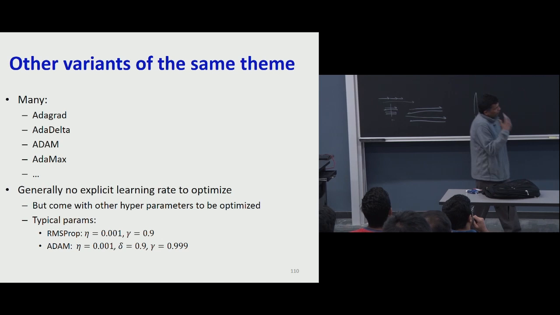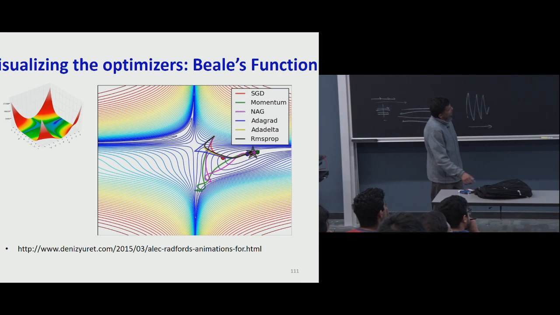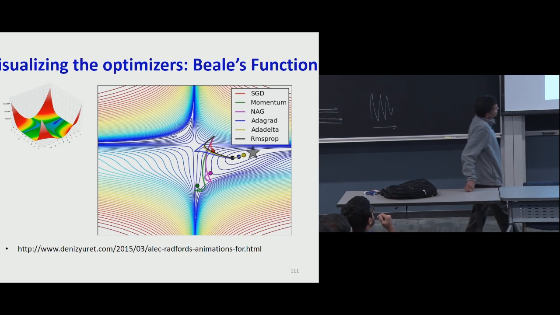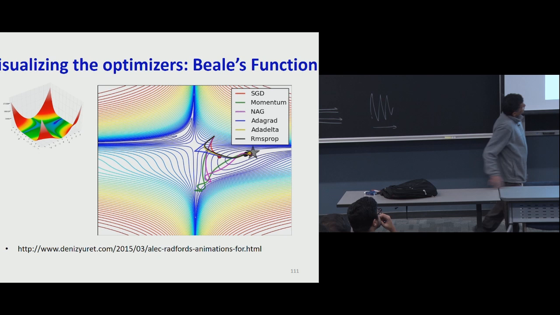Now, there's a very nice visualization for how these things work on this website down there. These guys have visualization for Beale's function and several others. And you can see how the various techniques actually work. This function has a minimum out near that dark blue to the extreme right. It's shown to the left. And the figure to the right shows the equal value contours. You have SGD, you have momentum, you have Nesterov's method, Adagrad, Adadelta, RMS prop. It doesn't show Adam for some reason, but the Adagrad is going to behave somewhat like Adam.